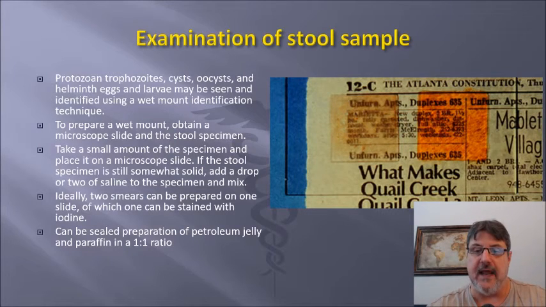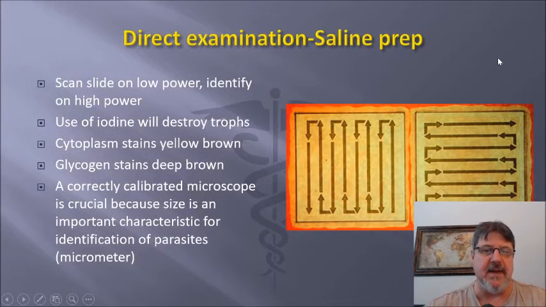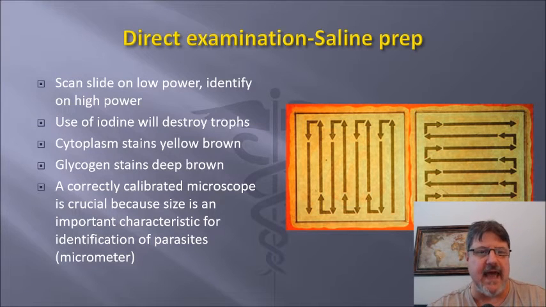You can see here on the right-hand side above my head that it shouldn't be so thick that you can't read newspaper print through it. For the direct examination of a saline prep, scan on low, identify on high power. This is why you want to use a non-iodine prep and an iodine prep, because the iodine could destroy the trophozoite stage. Iodine is very useful though in staining cytoplasm yellow-brown. In parasites like Iodamoeba bütschlii, the glycogen vacuole will stain a very deep brown. It's a very good technique for identifying that parasite. It's very unique and you really can't miss it.